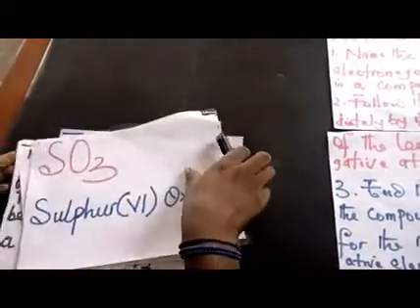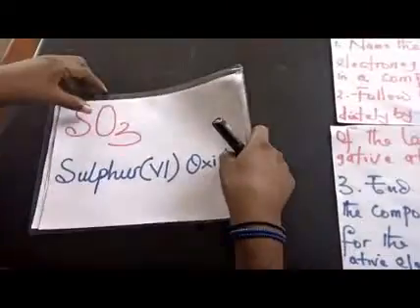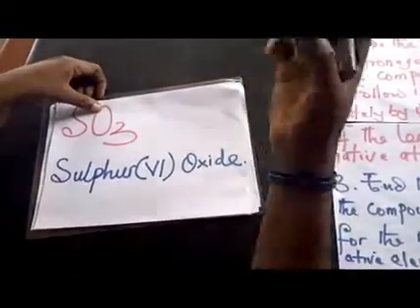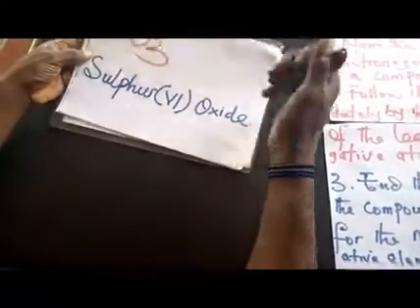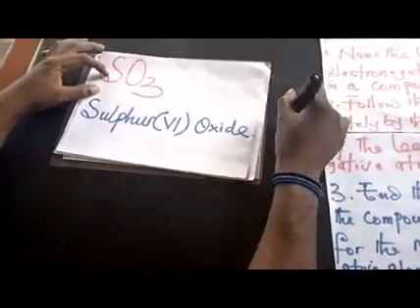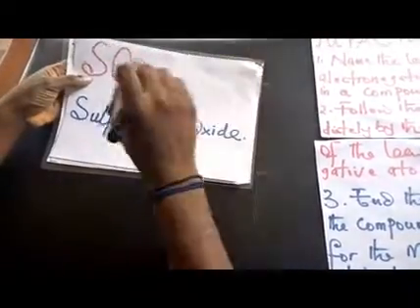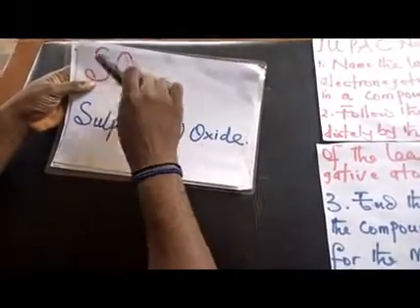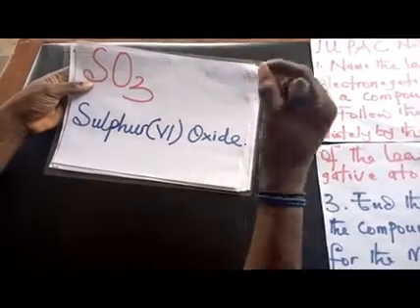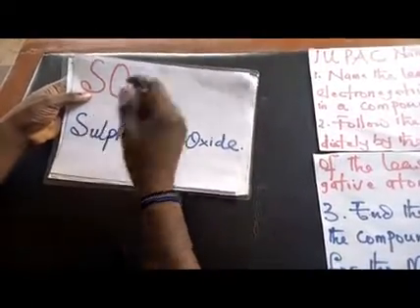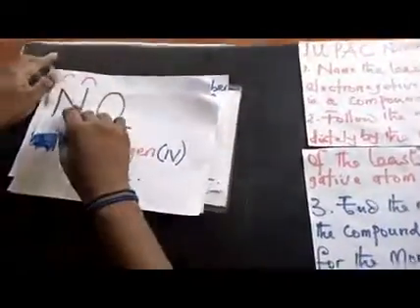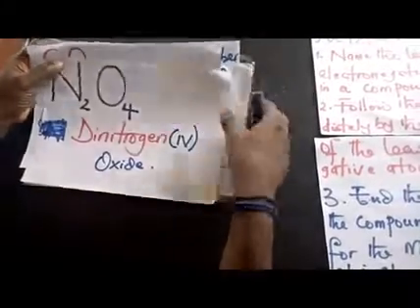The few things you need to understand while trying to name binary compounds is, first you need to identify the least electronegative element. Then you need to determine the oxidation number of the least electronegative element. And finally, you need to understand that the more electronegative element is named by adding IDE, which is in this case oxide instead of oxygen, and in the case of the nitrogen compound we have dinitrogen 4 oxide instead of nitrogen oxygen. I think that's all for today.